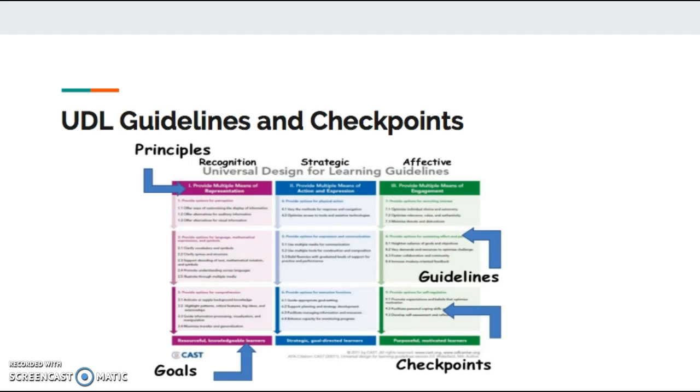The second guideline here is to provide options for language and symbols. An important instructional strategy is to ensure that alternative representations are provided not only for accessibility, but for clarity and comprehension across all learners. Examples of providing options for language and symbols include constructing meaning from words, symbols, and numbers using different representations.